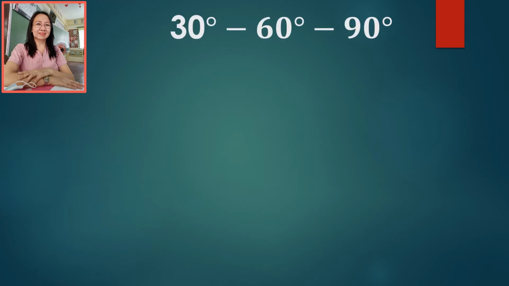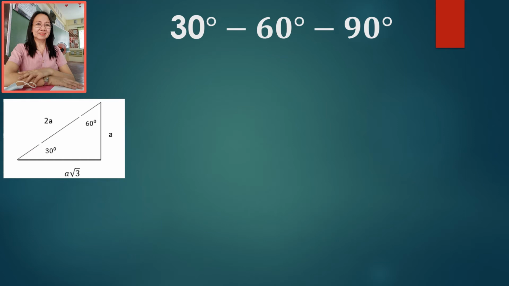Let us have now the 60 degrees. So this time, the opposite of 60 degrees is a square root of 3. So let us start with sine 60 degrees, which is opposite over the hypotenuse. So we have a square root of 3 over 2a. So simply cancel a over a. So the sine 60 degrees has the value of square root of 3 over 2.